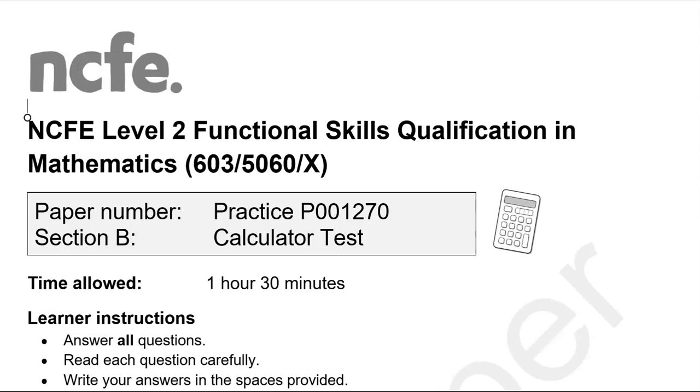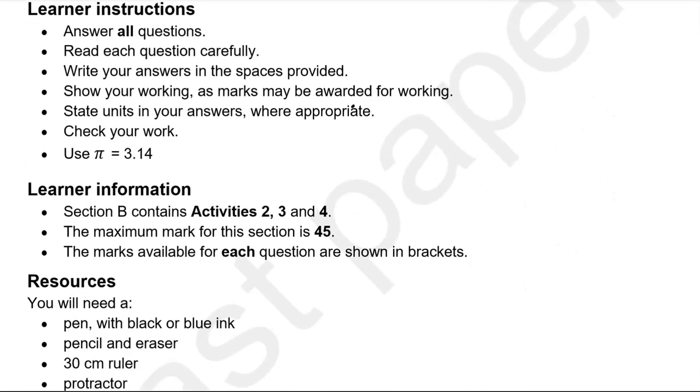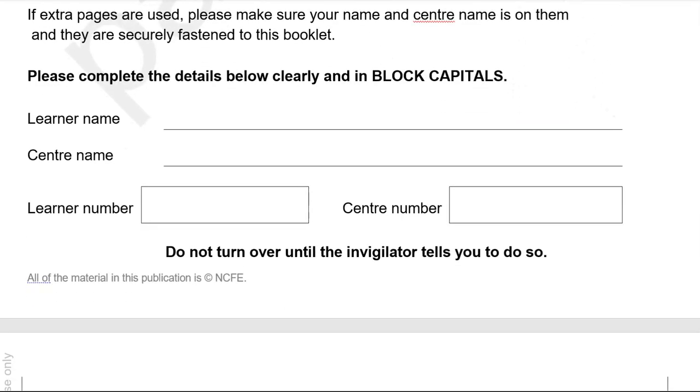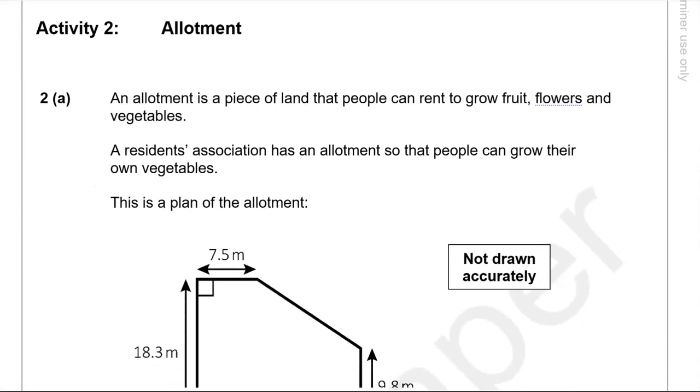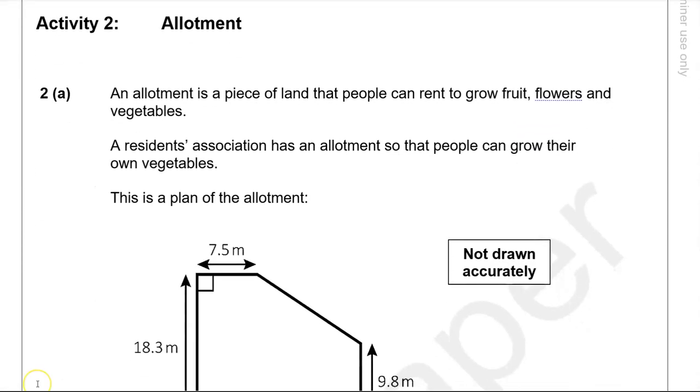This is the second part of a Level 2 Functional Skills Maths paper from NCFE. In this part, you can use a calculator. Activity 2, allotment. An allotment is a piece of land that people can rent to grow fruit, flowers, and vegetables.